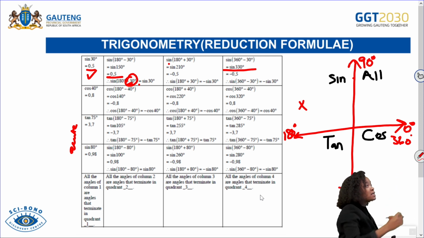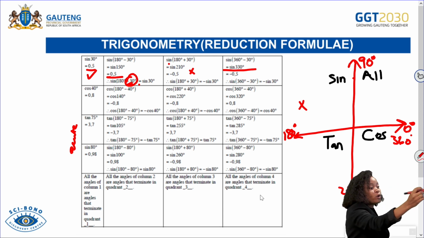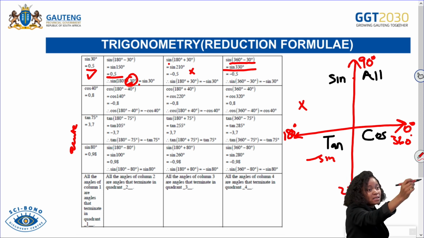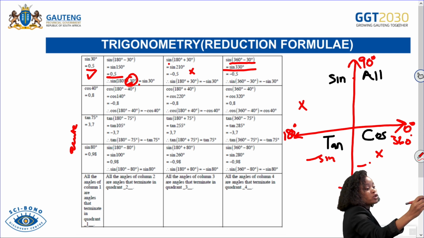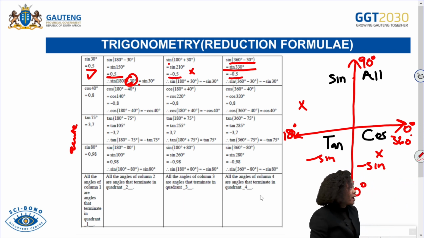And with this one, 180 degrees plus 30, we said it's in the third quadrant. Remember, sine in the third quadrant, it's negative, right? And then 360 degrees minus 30, it's in the fourth quadrant, and your sine in your fourth quadrant is going to be negative. So hence your answer is going to be negative 0.5 and also negative 0.5.